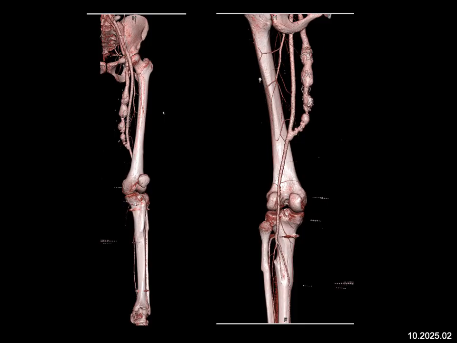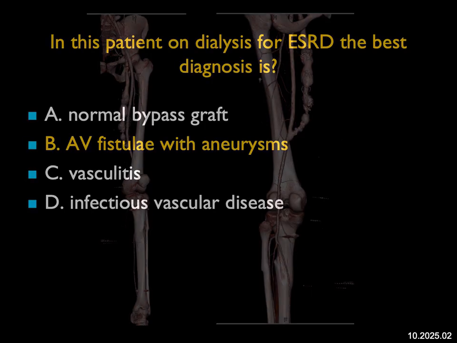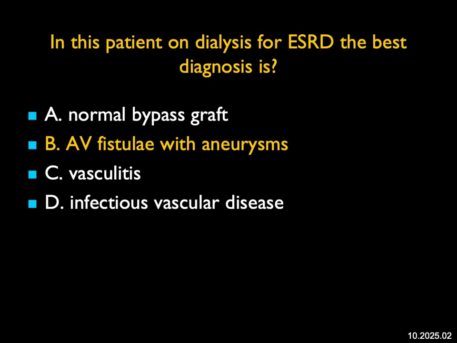It's not a vasculitis, and it's not an infectious vascular disease. It's multiple aneurysms. One of the common complications of AV fistulas over time is developing of aneurysms, but usually they're more focal. I've not seen one looking at the thigh like this, a really unusual presentation.